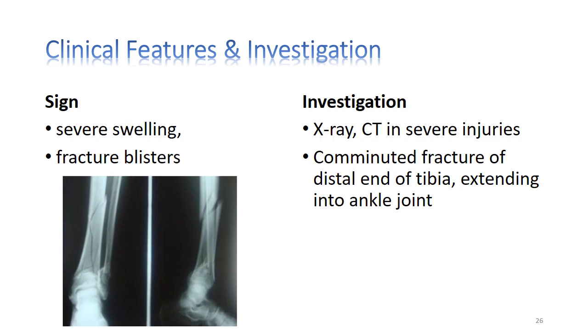For investigations, do an X-ray to look for the comminuted fracture of the distal end of the tibia extending to the ankle joint. The recommended views are AP, lateral, mortise, and in severe cases, full length of tibia and fibula for fracture extension. Do a CT scan with 3D reconstruction to look at the tibial fragments for more detailed evaluation to delineate the articular involvement and for surgical planning.